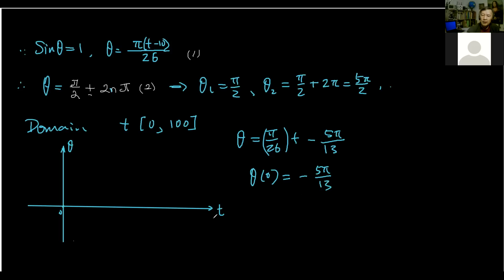So you have to find this first. This negative number, right? We don't know what. This is just a sketch, you don't have to represent it exactly. So this is 5 pi divided by 13, right? Now, how about the theta when t equals 100? I'm talking about the range, the domain. Can you work out what the theta value is when t equals 100?